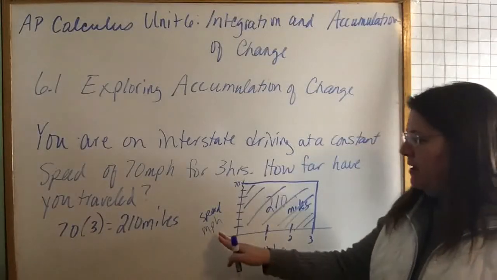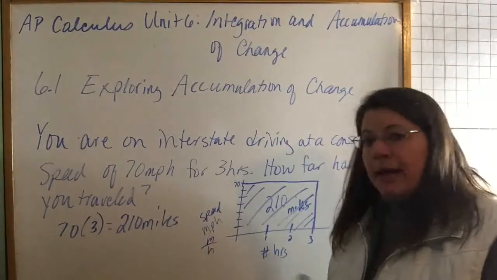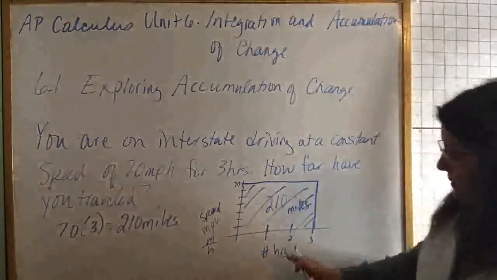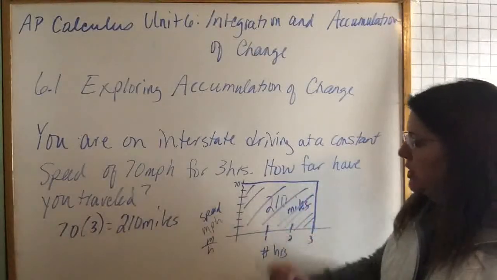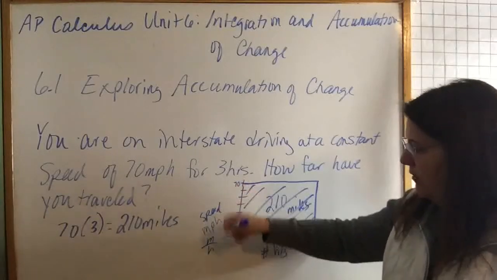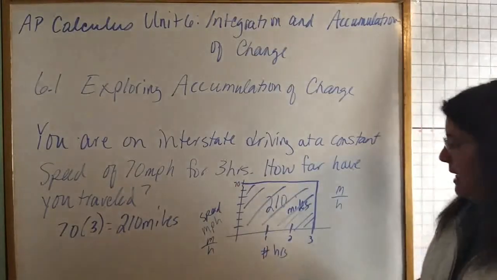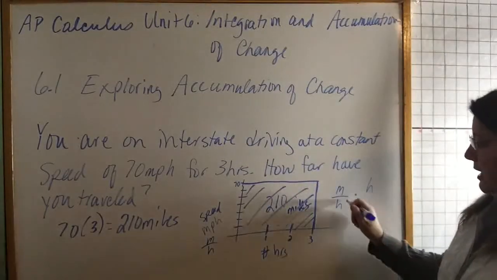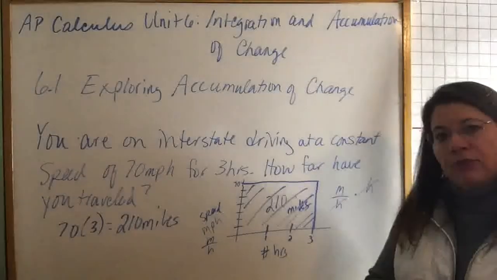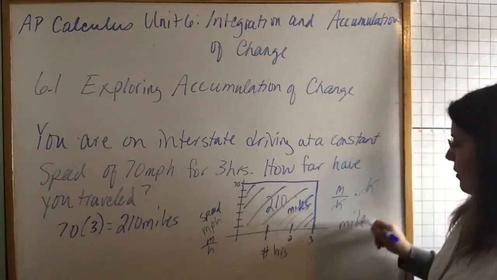So if we think about this, isn't miles per hour miles over hour? And this is our number of hours. To get the unit of measure of the area, you would take this unit of measure, miles over hour, and multiply by this unit of measure, hours. Well, if you multiply those together, don't the hours cancel out? So your unit of measure here would be miles.